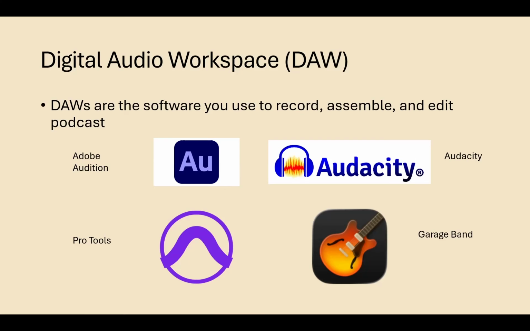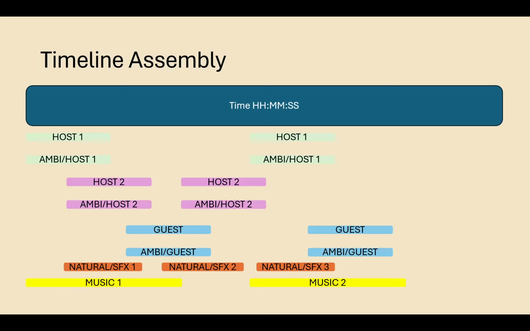But you guys, because you're already making podcasts, are probably familiar with what the timelines look like. This is usually what ours look like. There's the host track. If there was a second host, they would get their own track, and then under each host track, there would be their own individual ambiance or room tone tracks, if they're not in the same room.